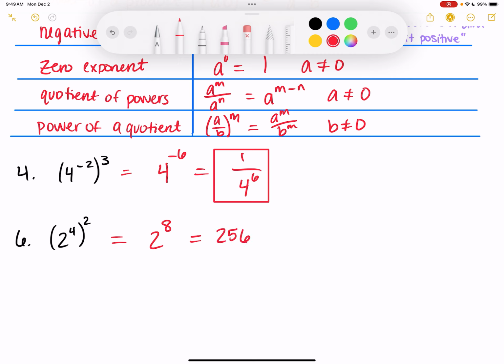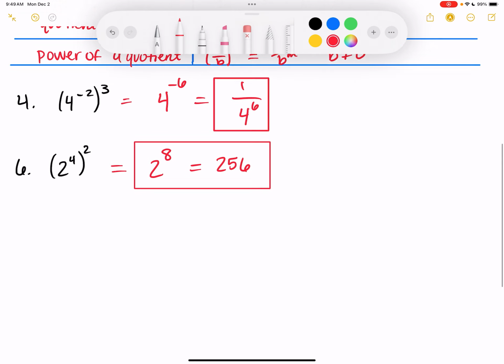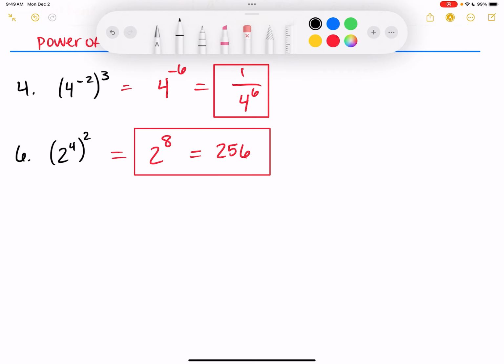Okay, either of these would be fine to leave it. Now, if it's like 2 cubed, you best multiply that out. 2 times 2 times 2 is 8.